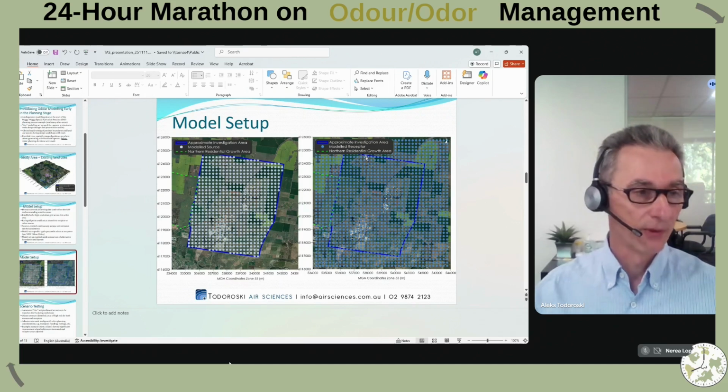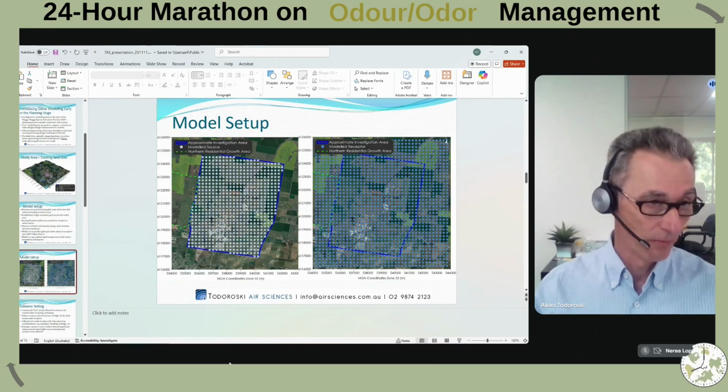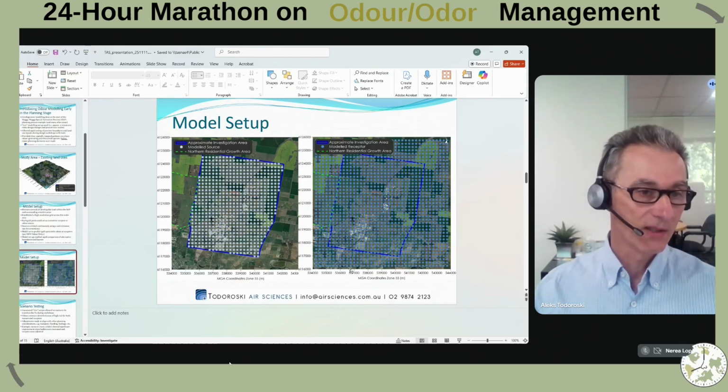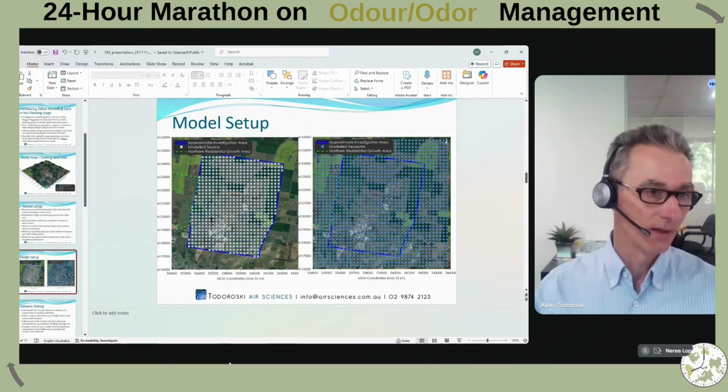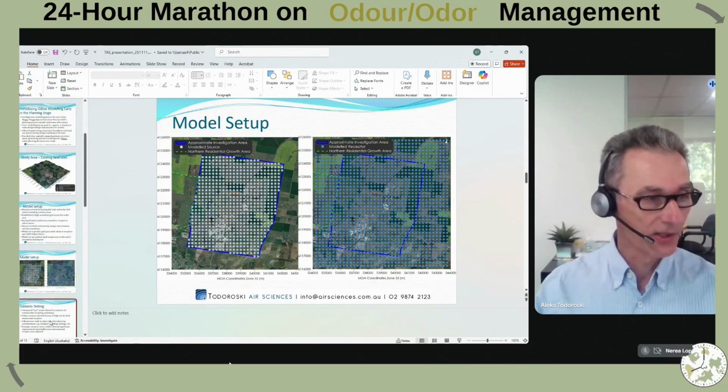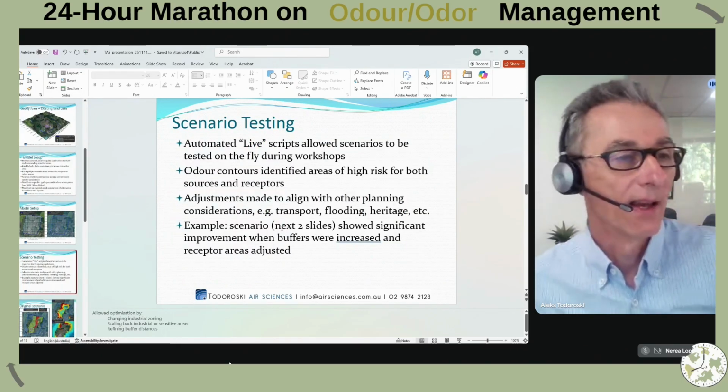Here's an example of the model setup. So these grid points can be a source or a receptor or both. The ones on the outside of the area can only be a receptor. That actually changed later, but there.